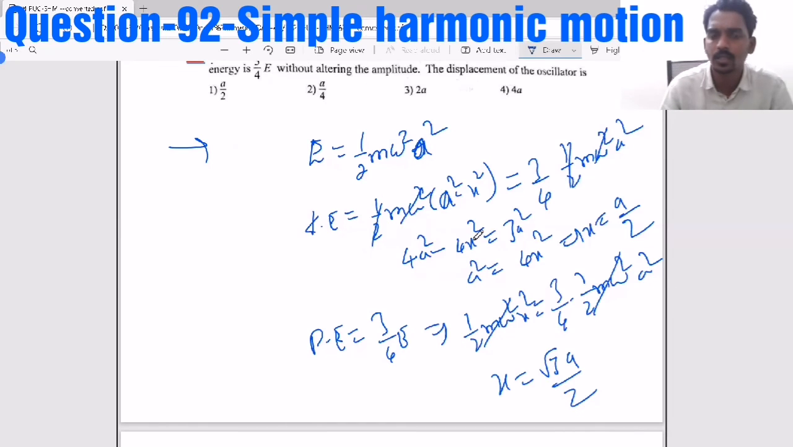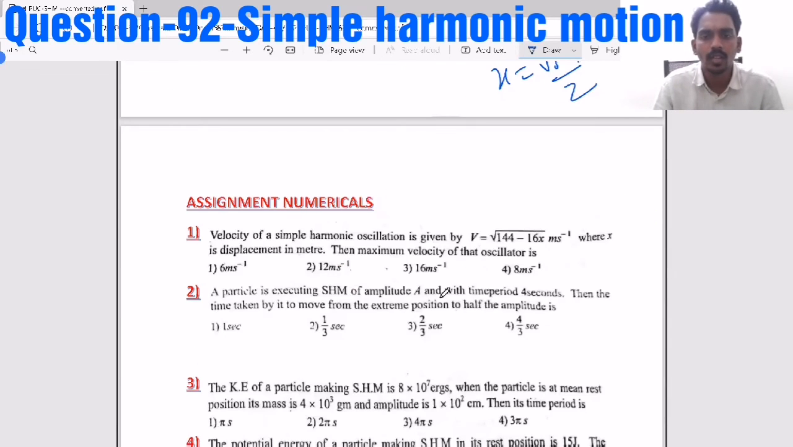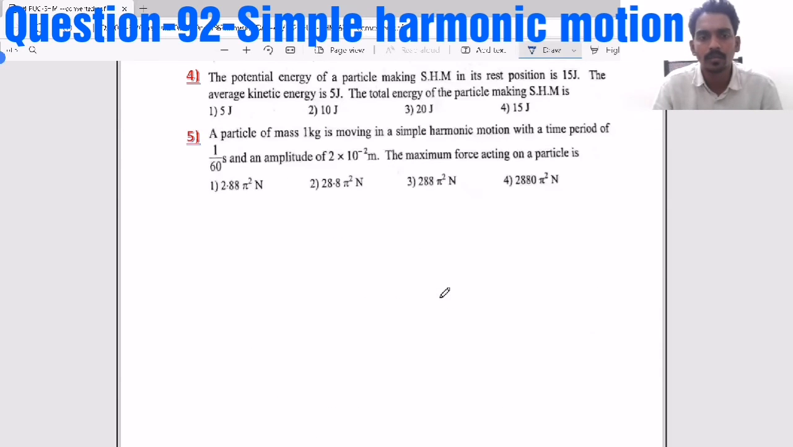So this is how they will ask the question based on displacement or velocity or acceleration or energy. That is, the questions are based on parameters associated with the particle in SHM. So just try to understand and try to solve. And similar questions I have given as an assignment. Just try to solve them. Then you will get a better idea. So thank you all. We'll continue in the coming session with another question.